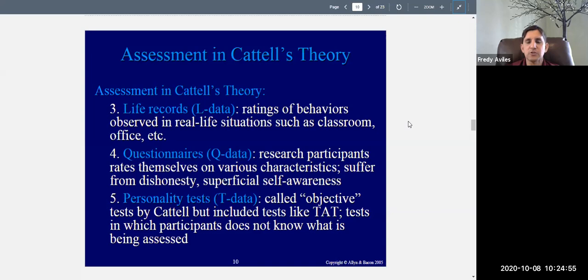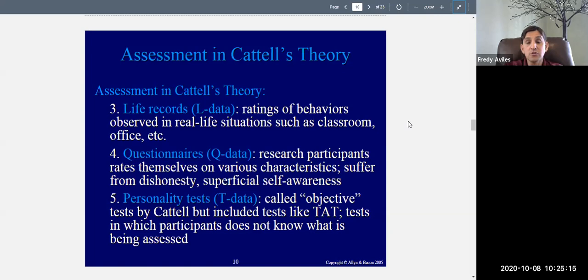Like most people consider themselves honest, right? And hardworking and things like that. But the reality is that a lot of people are not. But people are only superficially aware of themselves, right? And when they answer these questionnaires, that's what you get, this superficial kind of self-awareness.